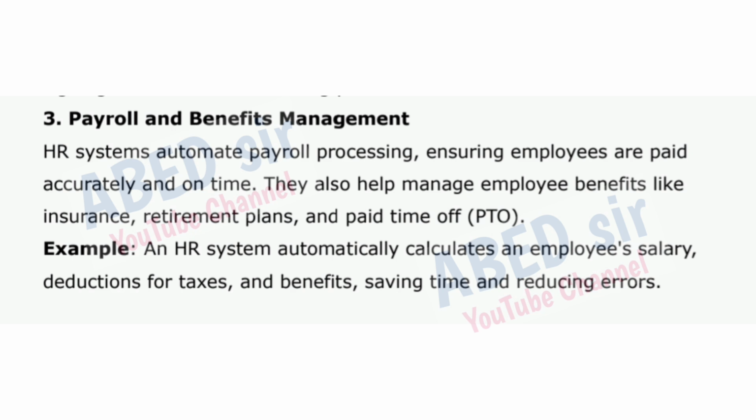3. Payroll and benefits management. HR systems automate payroll processing, ensuring employees are paid accurately and on time. They also help manage employee benefits like insurance, retirement plans, and paid time off (PTO). Example: an HR system automatically calculates an employee's salary, deductions for taxes, and benefits, saving time and reducing errors.